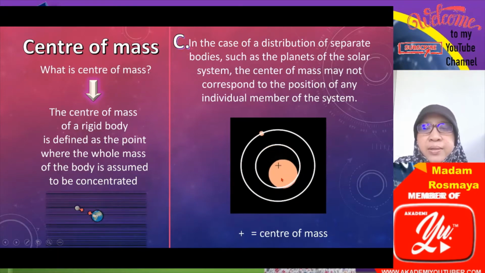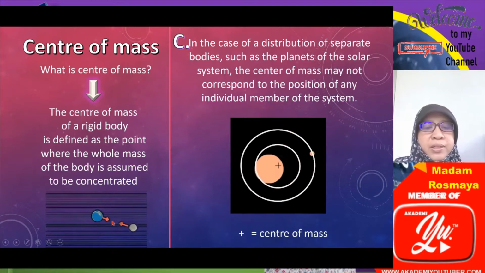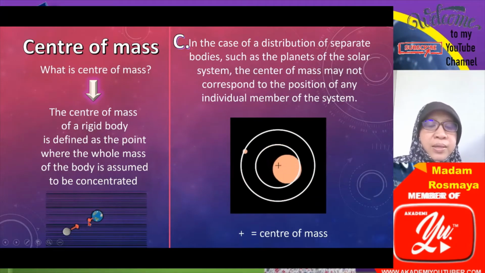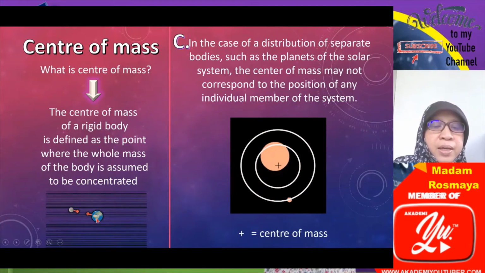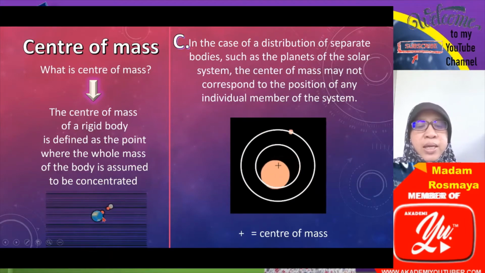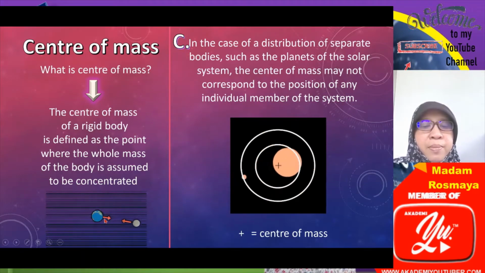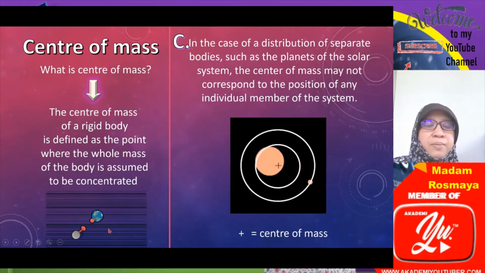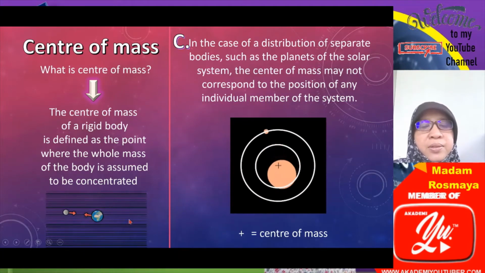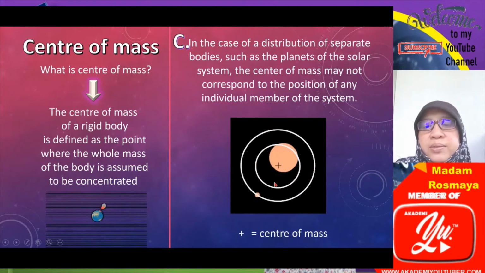Okay, and the Earth and Moon here will attract each other with the gravitational force F. You've learned before, F equals G M of the Moon times M of the Earth divided by R squared. So gravitational force, they always attract each other.